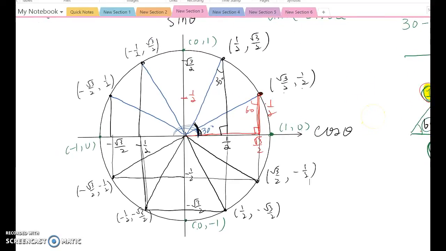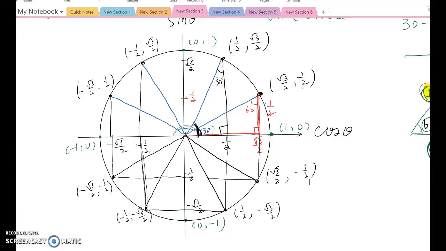Okay? So I don't want you to memorize all these ordered pair values. I just want you to understand that on the 30, 60, 90 unit circle, the values always fluctuate between 1, root 3 over 2, 1 over 2, 0, or 0, 1 over 2, root 3 over 2, 1, like that. Always. And if cosine is 1, sine becomes 0. If sine is 1, then cosine becomes 0. Okay? So that's a key point here.